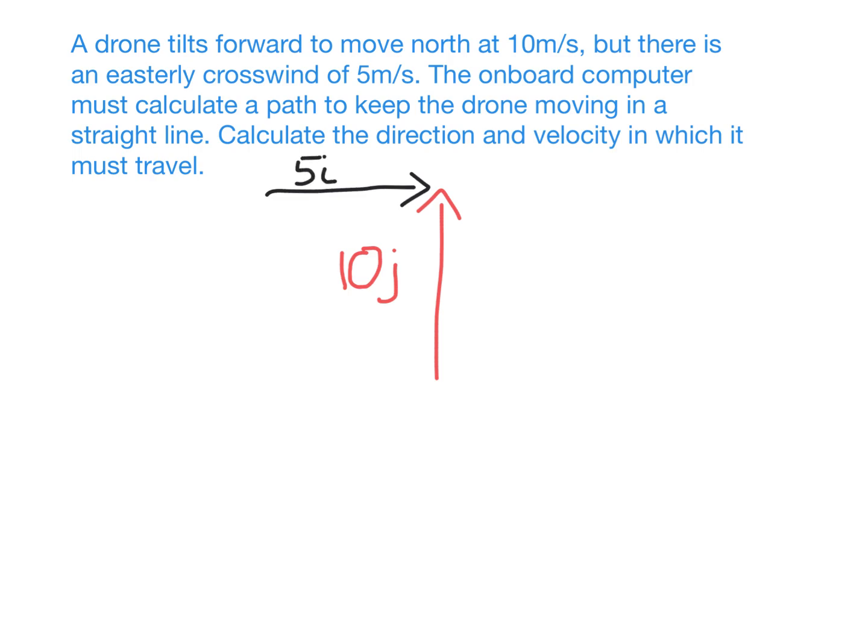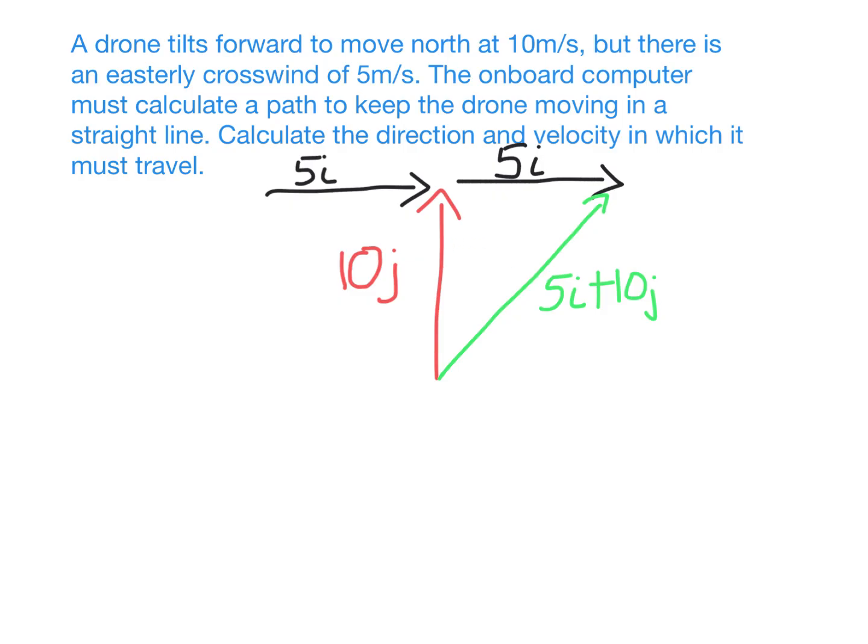Of course, to add vectors, they need to be head to tail. So we will move that vector over here. The starting point doesn't matter. So under these conditions, the drone will move according to the sum of these vectors. It will actually take this path here, and this will be the vector 5i plus 10j. So you can see that it's not moving due north. We want to recalibrate it so it is moving in this direction.